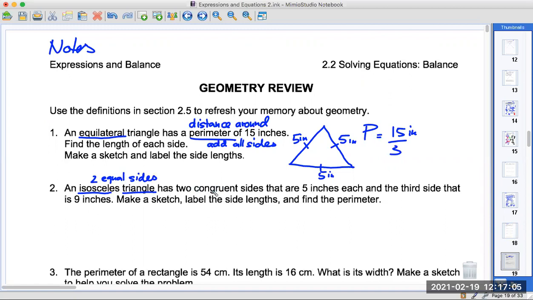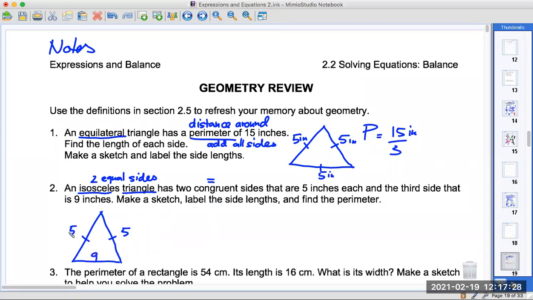Congruent means equal in geometry. An isosceles triangle has two congruent sides. So let's draw one. It always helps to make a sketch, always. These two are congruent, two equal sides, 5 inches each, and the third is 9 inches. So label it, and this is 9.